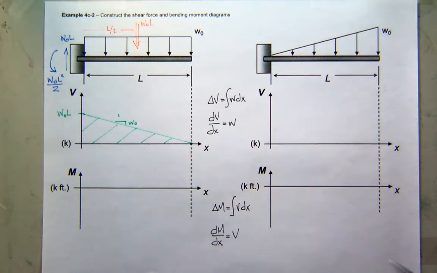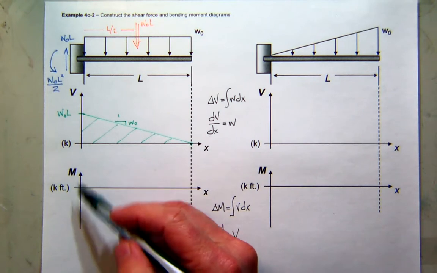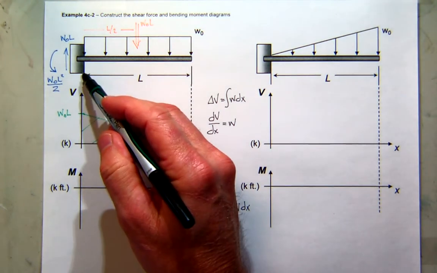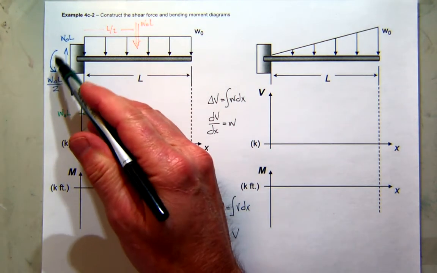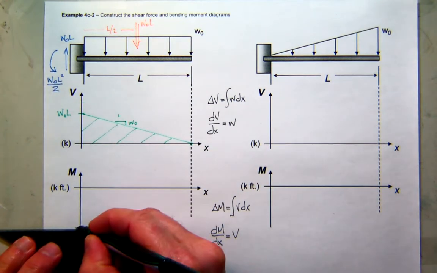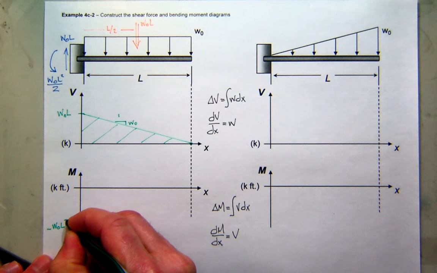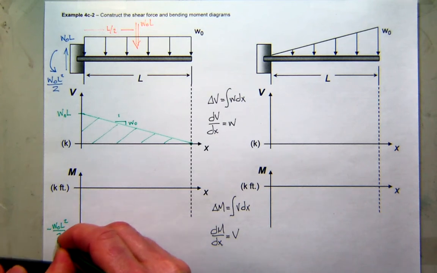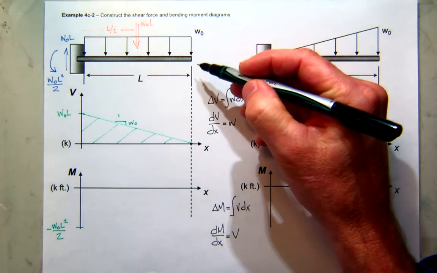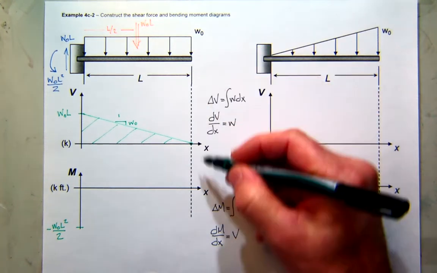So now looking at the moment diagram, do we know the bending moment anywhere? Well, we always like to start on the left side. Do I know the bending moment there? Yes. Is this a positive or negative bending moment? Negative. So that means we're going to start off at negative W naught L squared over 2. What's the bending moment out here at the free end? 0.